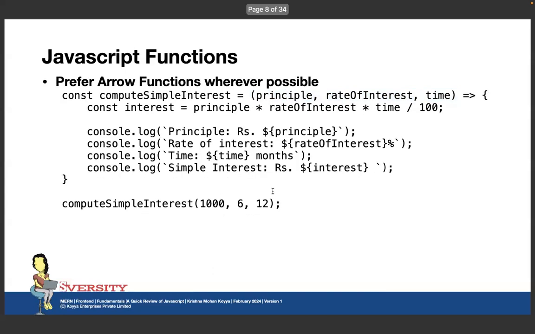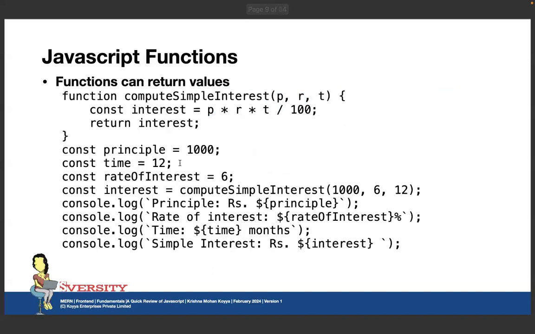Now, earlier the functions we have written were just printing the data. They were not returning anything back. That's why we call these functions void functions. They are not really returning anything. Now let us see how a function can return a value. So I'm writing a traditional function again, computeSimpleInterest. I take P, R, T values as arguments, compute the interest and return the interest. This is the traditional function definition.